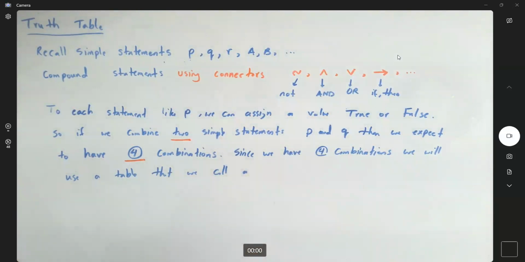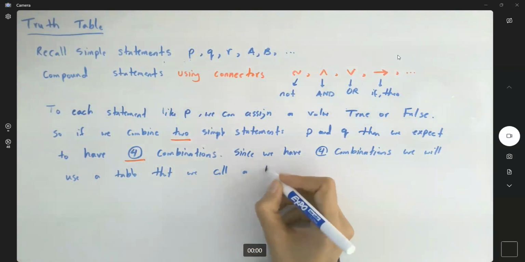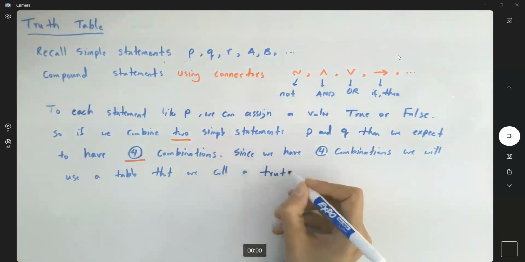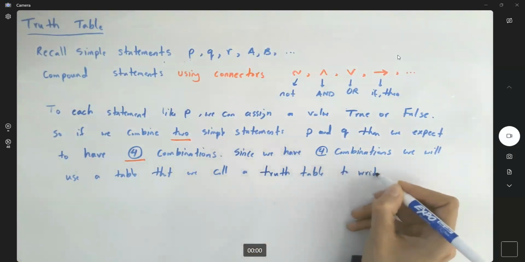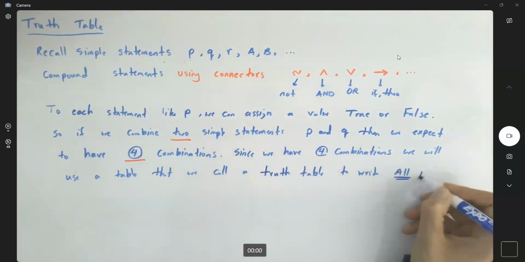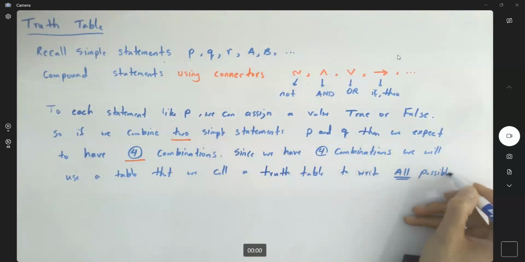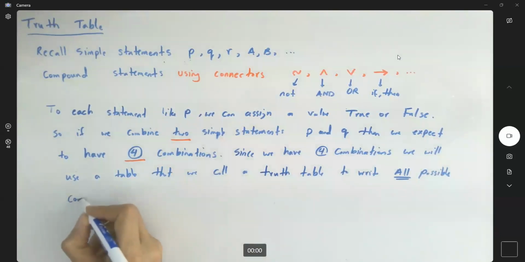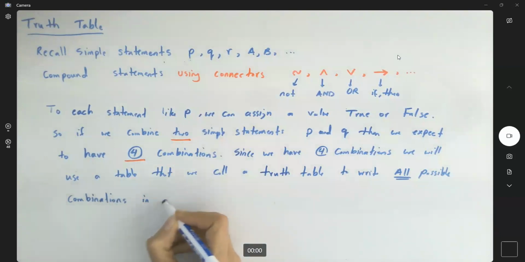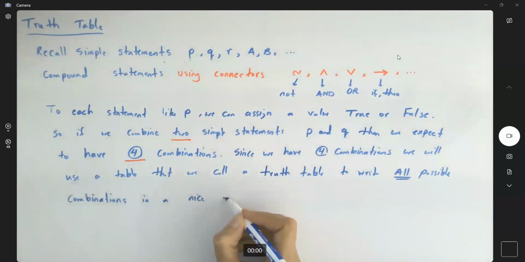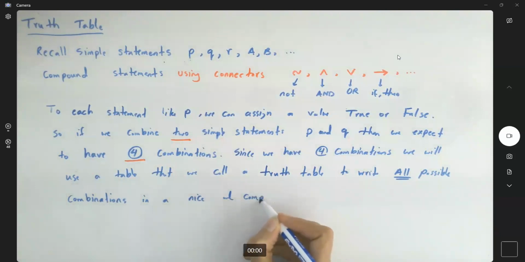Since we have 4 combinations, we will use a table that we call a truth table to write all possible combinations in a nice and compact form.